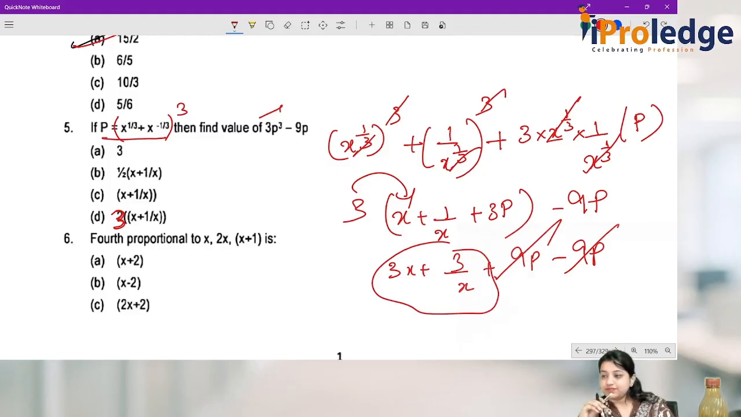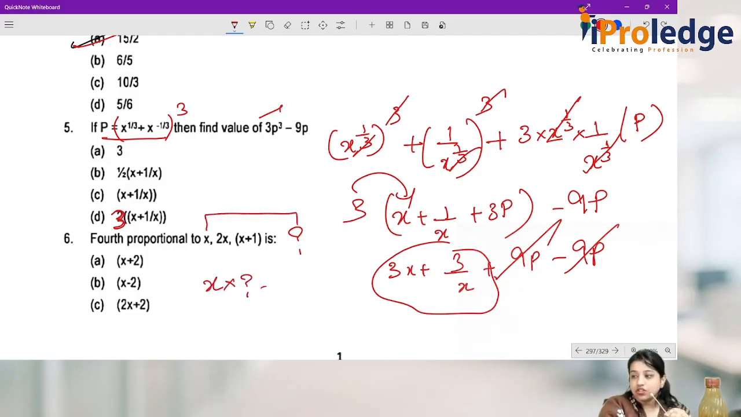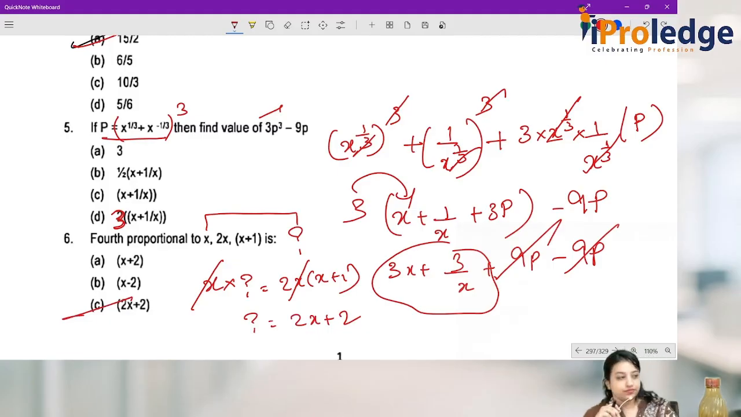Now the sixth one. How to find the fourth proportion? Extreme, take it as question mark. x into question mark will be equal to 2x into x plus 1. x and x get cancelled. Question mark equal to 2x plus 2.